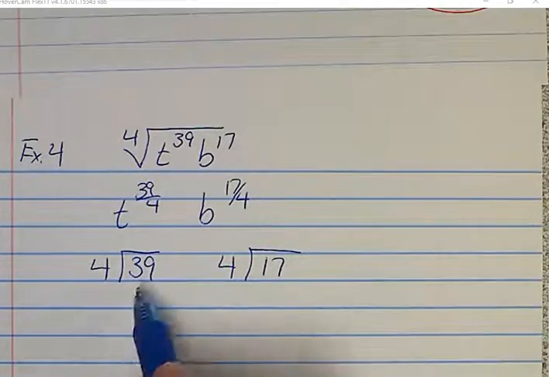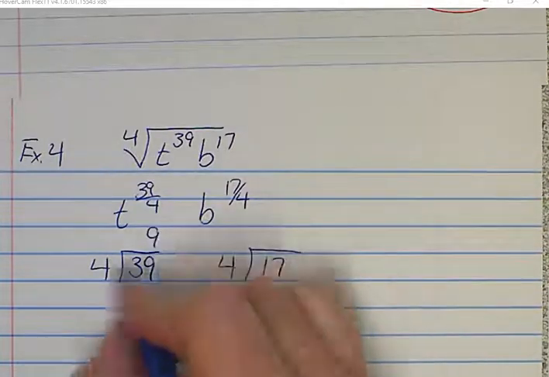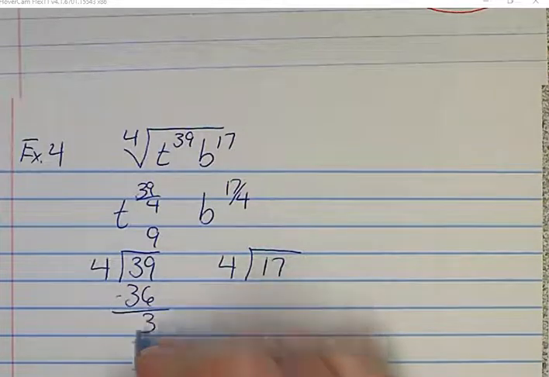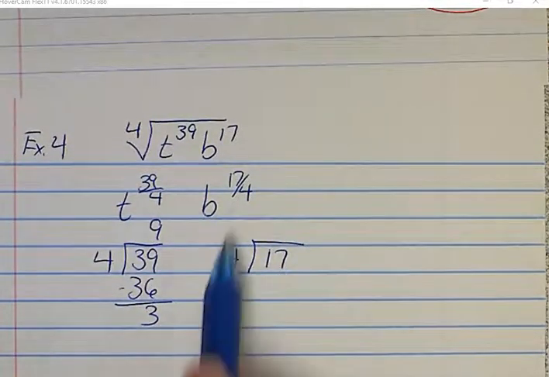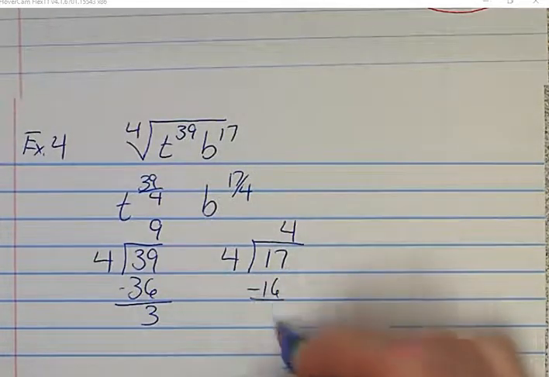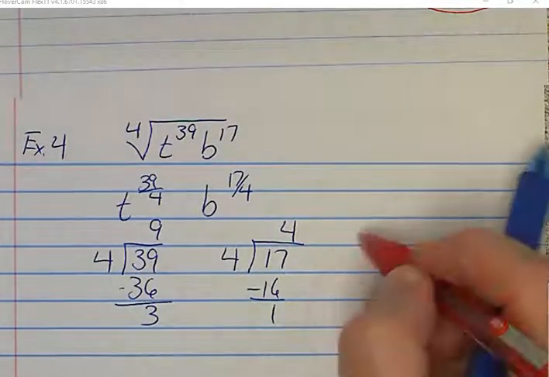Okay, if that was 40, it would go 10 times. So since it's just a little bit less, it's going to have to go 9 times. 9 times 4 is 36. Subtract those, and we've got 3 left over. For the b's, 4 goes into 17 4 times, with 1 left over. And the good thing about doing that is if you do them right underneath the variables, you've got both of the outside numbers here.